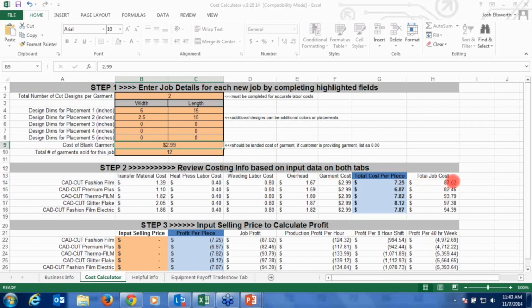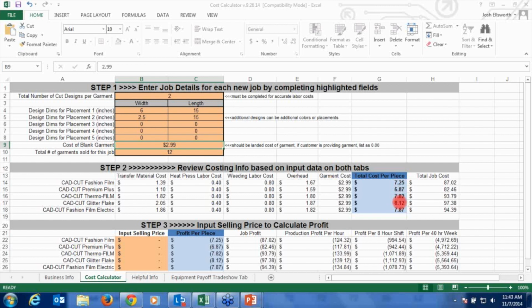And then it kicks out a total job cost based on the number of garments in the particular job that I've input under the total garments. That's why it's important that you complete all of the fields. Okay? And then I'm able to glance down very quickly and say, I wonder how much that job would cost me in Glitter Flake. And what I always love to show people is I can give that customer, let's say these are girls' t-shirts or whatever, $7.25 for fashion film is my cost, but if I can upsell them to Glitter Flake, it's only going to cost me another 87 cents in material costs.